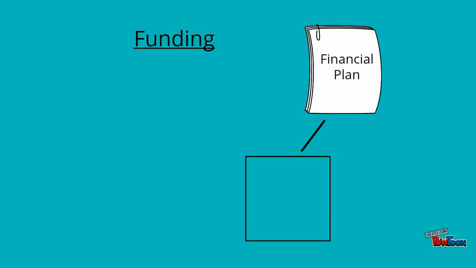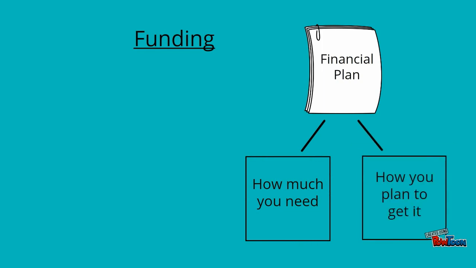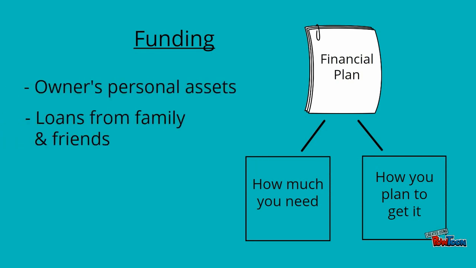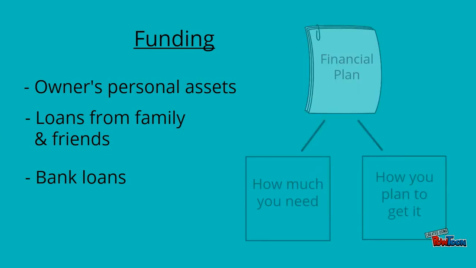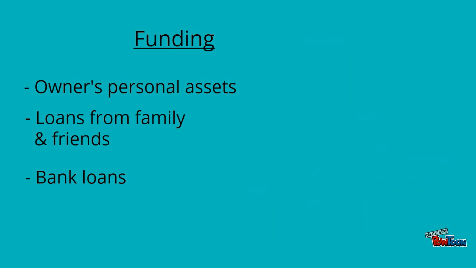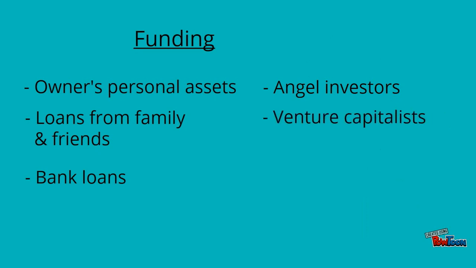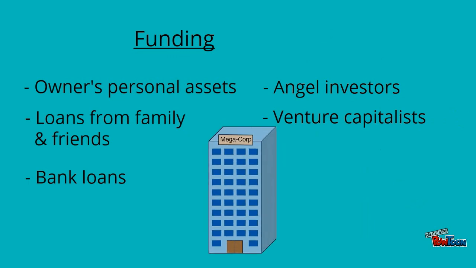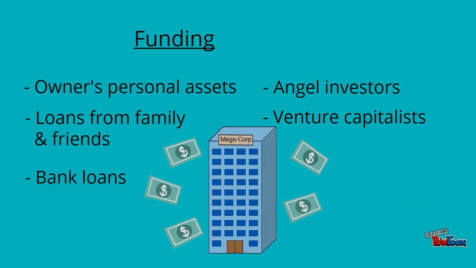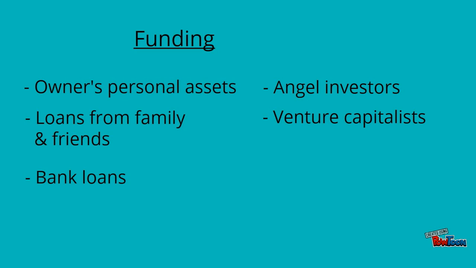Then we'll look at how companies raise funding. The first step is to develop a financial plan that estimates how much money you'll need and how you plan to get it. New businesses are usually financed through the owner's personal assets, loans from family and friends, and bank loans. If a young business shows a lot of potential, more funding can be raised from angel investors and venture capitalists, both of which invest in startups that show a strong potential for delivering large returns. If things go well and more funding is needed, selling stocks and becoming a publicly traded company is another way to raise a lot of money quickly.